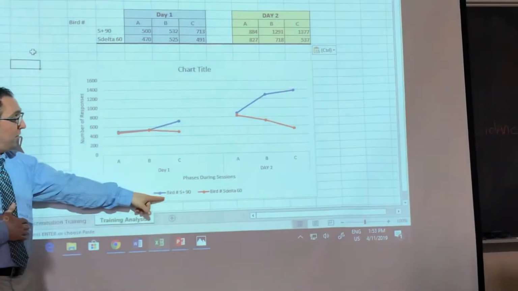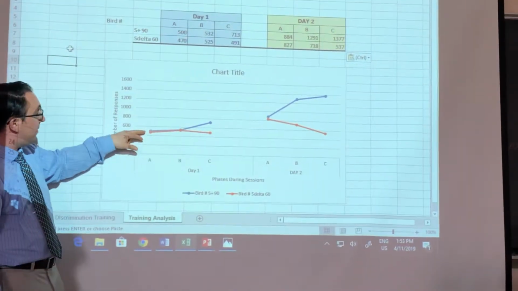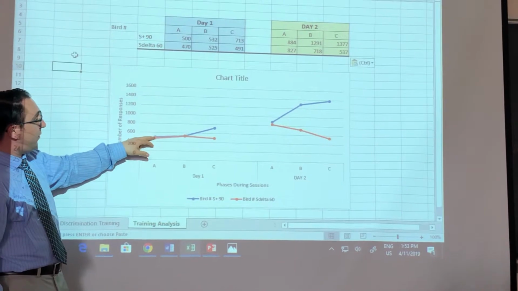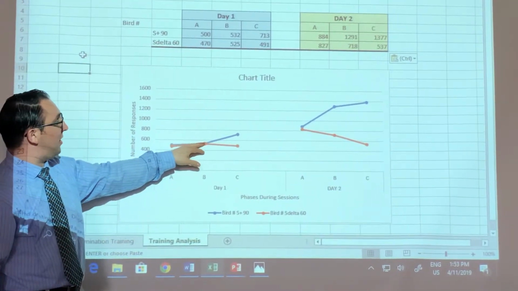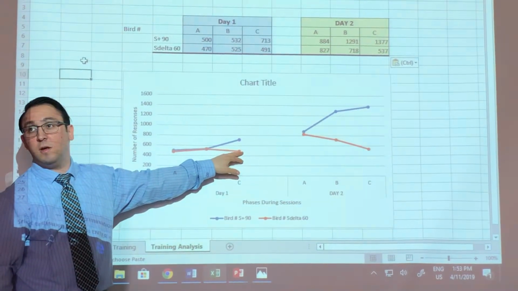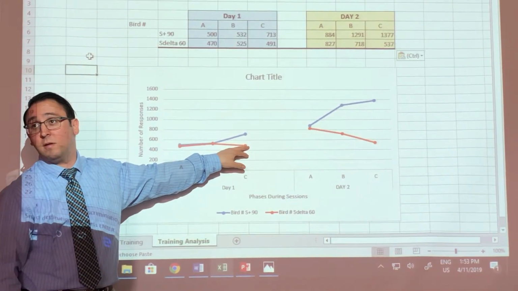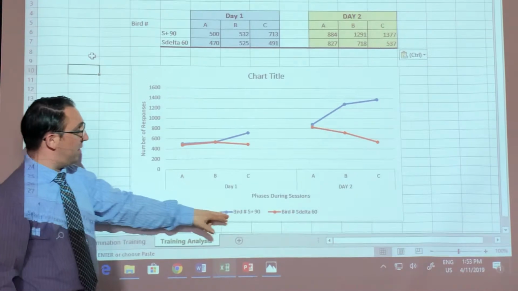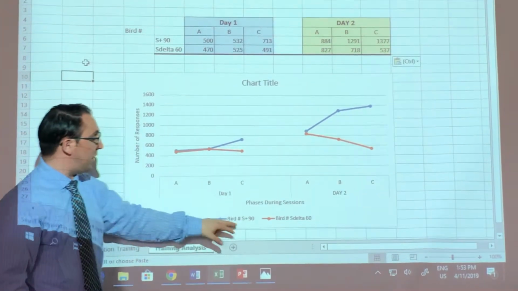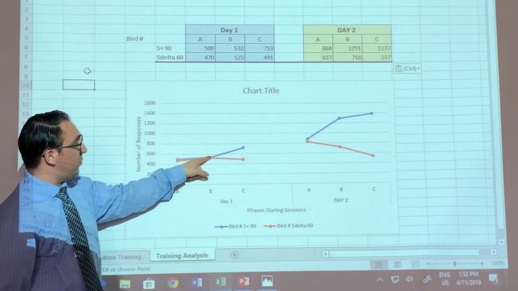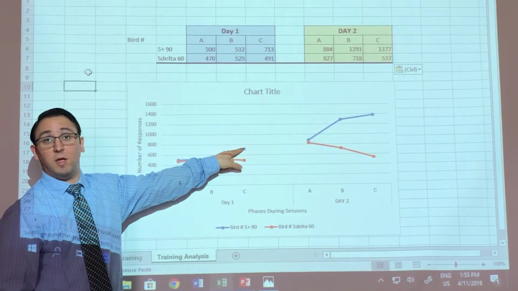What do we see here for our S plus? We started around 450. We go to like 460. We go back down to 450. Was there any learning evident here? Okay, we don't know yet. That's S minus, I'm sorry, S plus. A little more, a lot more. Did we learn something here?